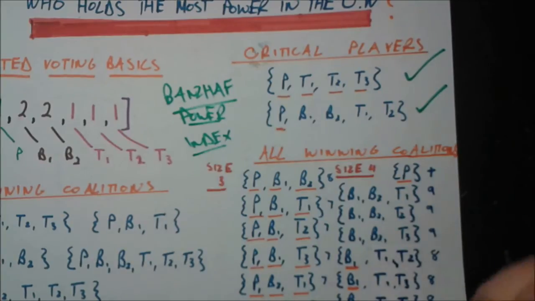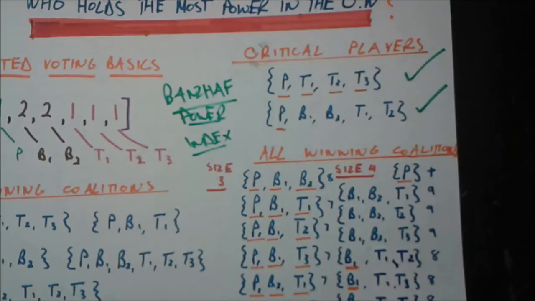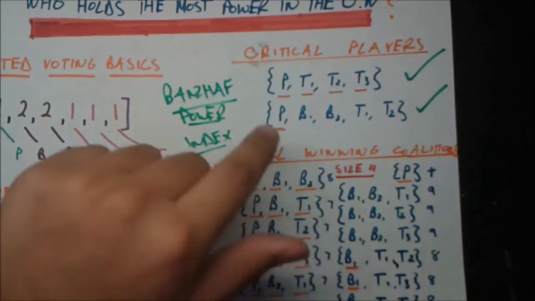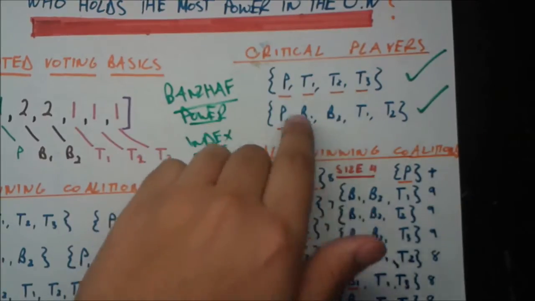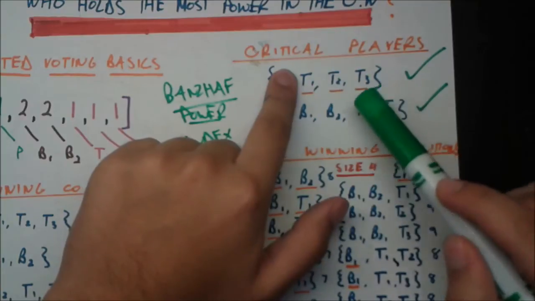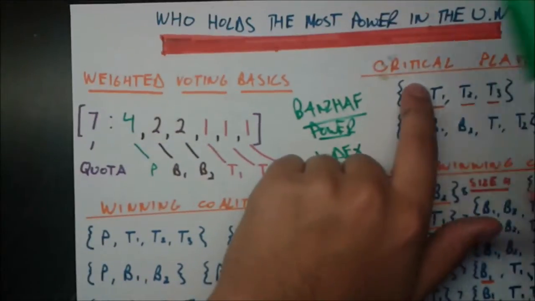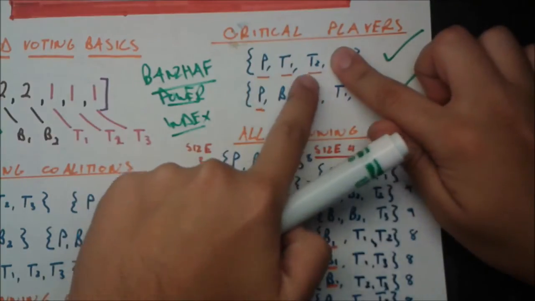Now, a critical player in any winning coalition is somebody that, if you take them out, then this becomes a losing or non-winning coalition. So notice in the first one, these are all critical because if you take any one of these people out, then this does not win anymore. For example, let's take out the principal. Then we only have 3 votes, and this motion will not be passed because you need 7. What if we take out a teacher? Well, then this is going to have 4, 5, 6 votes, which is not enough.